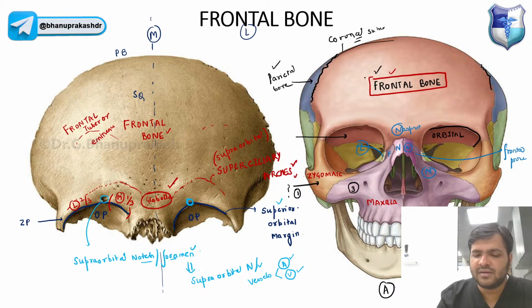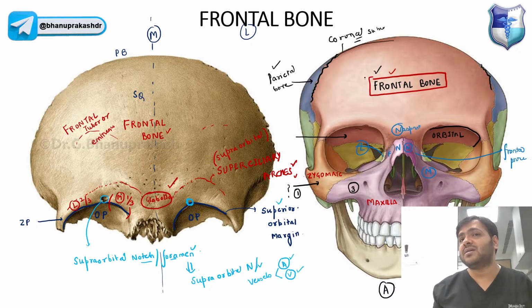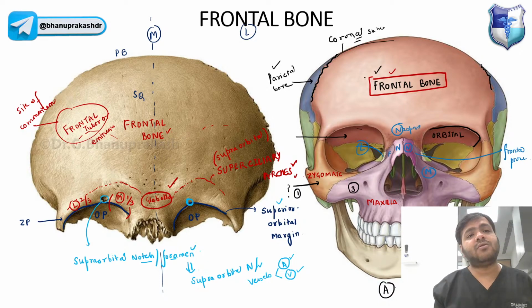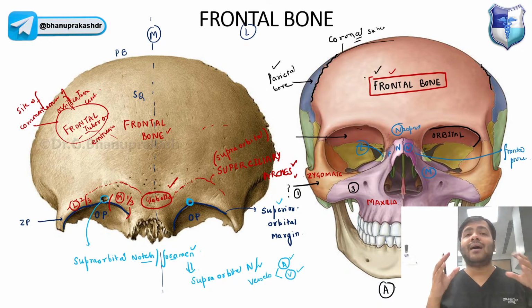Now I hope this is clear, right? The frontal tuber, and it is basically deep to it, deep to this frontal tuber, basically the frontal poles will be lying, right? Okay, it is more demarcated in females, more demarcated in children, right? It's the site of commencement, the frontal tuber. Remember, it is the site of commencement of ossification centers.